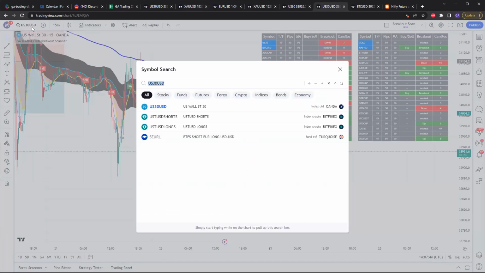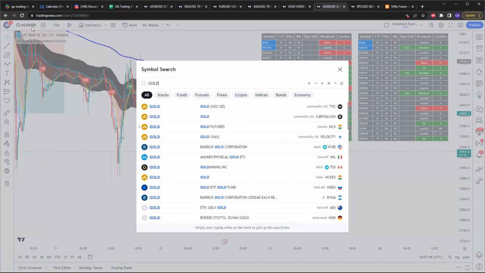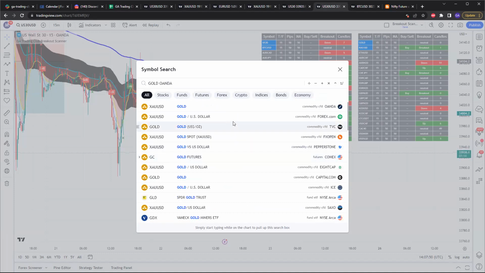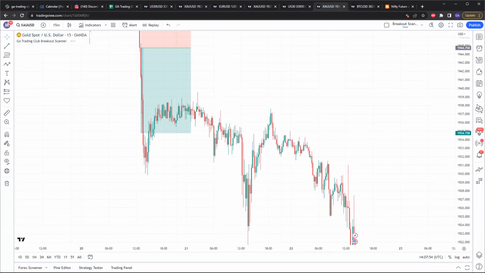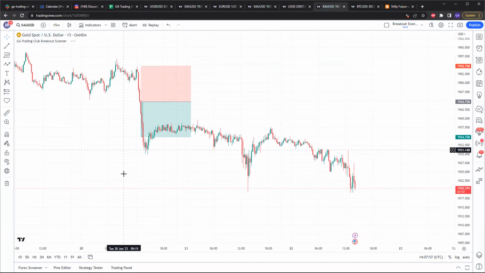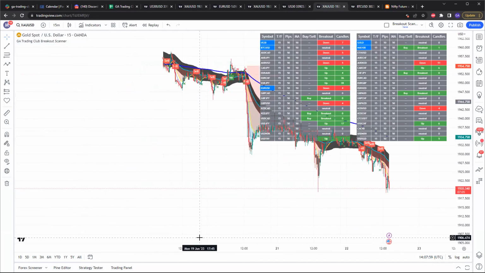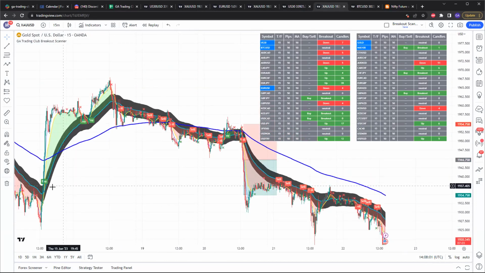With the breakout scanner, I come in here. This is how I would have traded, if I really wanted to use all of the indicators to give me a confirmation that gold is going down. So I would have come in here. Here's gold, and I look for the breakout, for the inverse, I'm sorry, for the head and shoulder pattern. So I can see this is the head and shoulder pattern somewhere here.